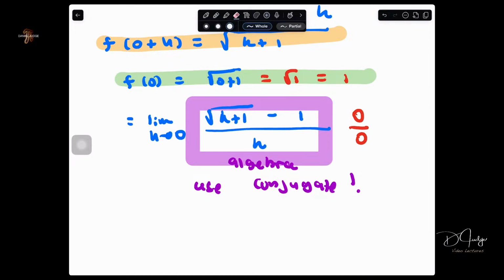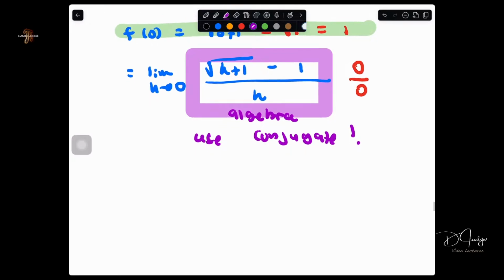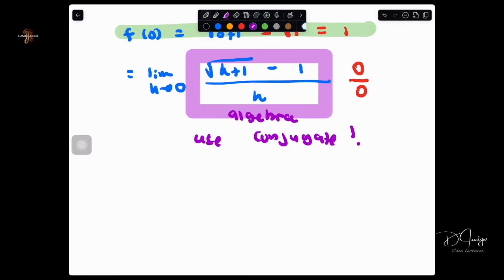Okay, we're going to make sure we finish off these questions on a derivative. We're looking at the definition of a derivative at a point. In this one we did earlier, remember what we have to do. We have to use the conjugate here. So this is the algebra that we need to work with. And what they mean by that is you have the square root of h plus 1 minus 1 over h.